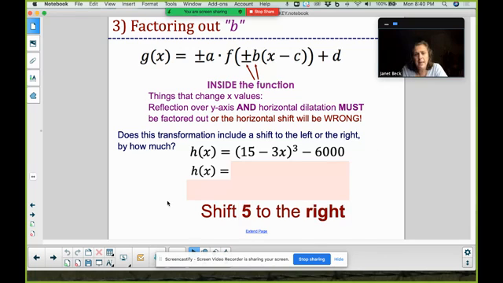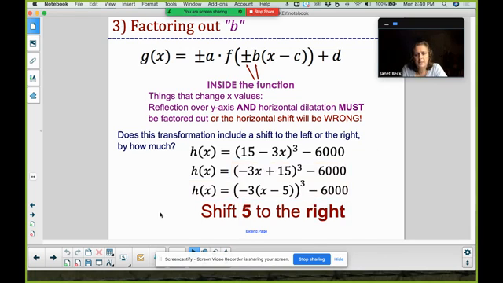If you didn't get that, did you do this? Did you first of all rearrange it? Then if you factor out, you can only have a parentheses in front of the x. You've got to get rid of that minus 3. You factored it out by dividing it away from this term, so you also have to divide it away from this term, which makes your plus 15 become minus 5. So you're moving to the right by 5.